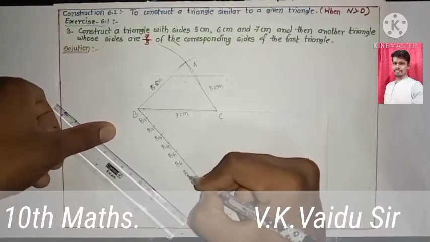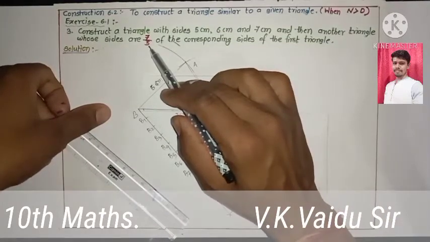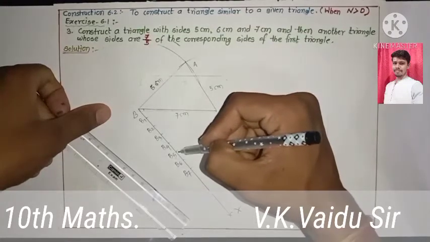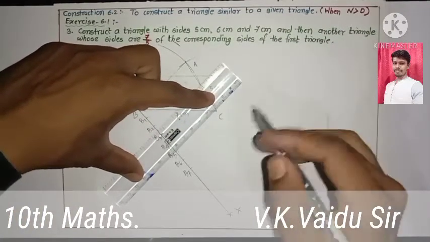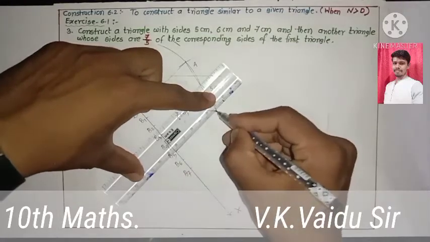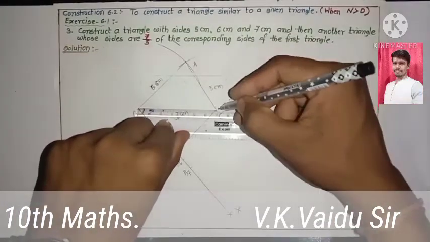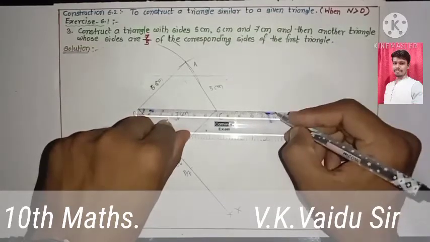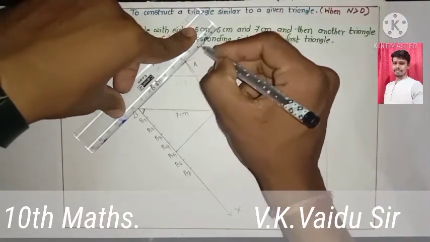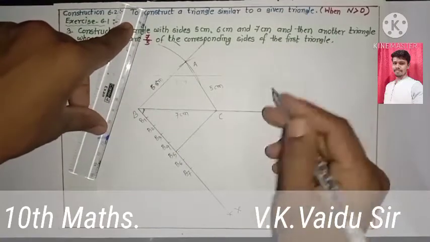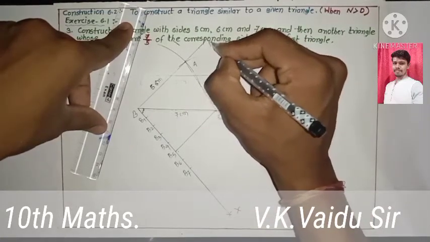Now the important thing: in the ratio 7 by 5, consider the smaller number 5. So join B5 and C. This is the next step. Then extend the line segment BC up to E, and similarly extend the line segment AB, up to F.